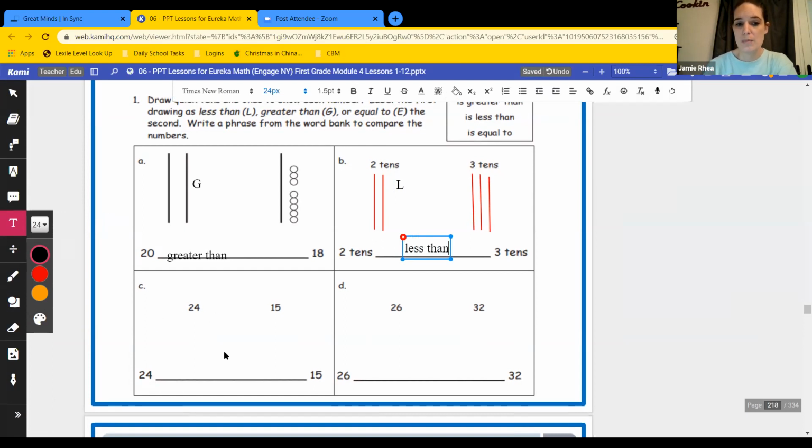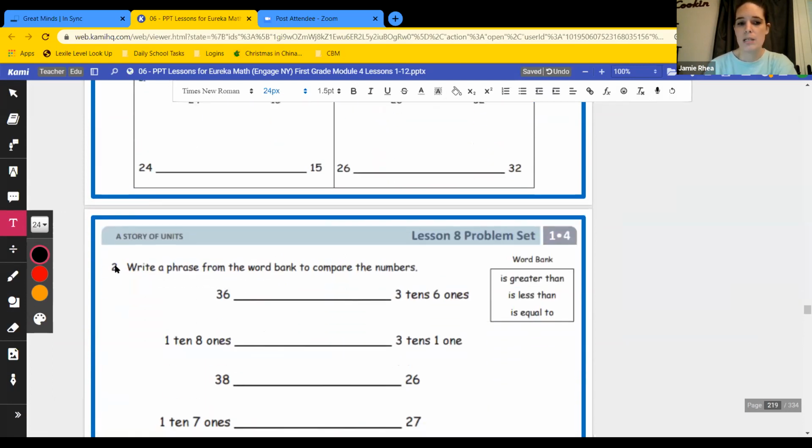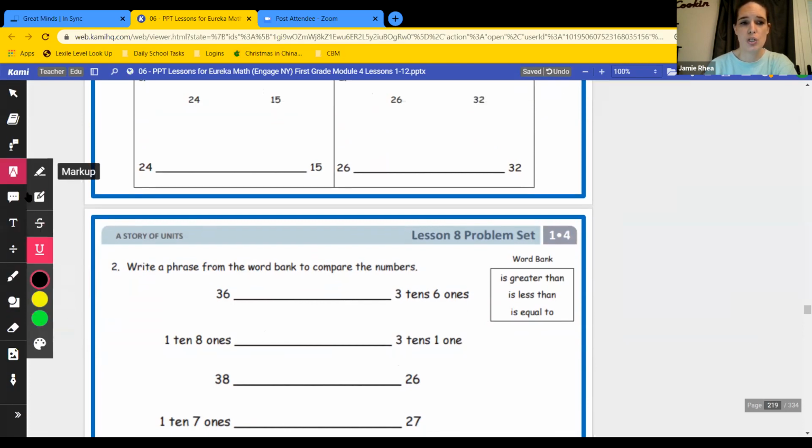Okay, you're going to do the same thing down here with C and D. You're going to draw out my tens and ones, then label which one this number is, and then write it out. Okay, now down here on number 2, you are only doing the first 2. I'm going to highlight it. You're going to do this right here. Okay, you're going to do number 2, this one, and this one, the first 2 you have.